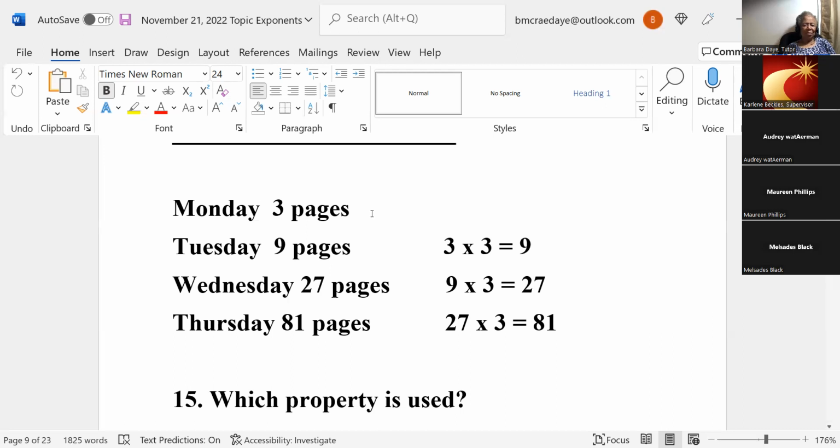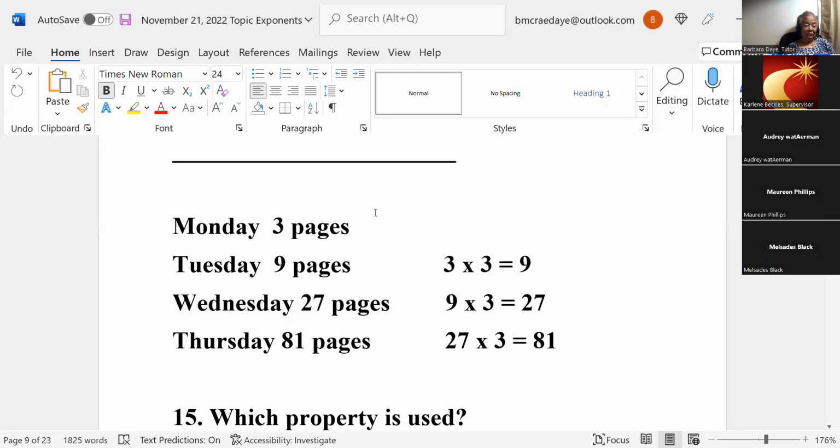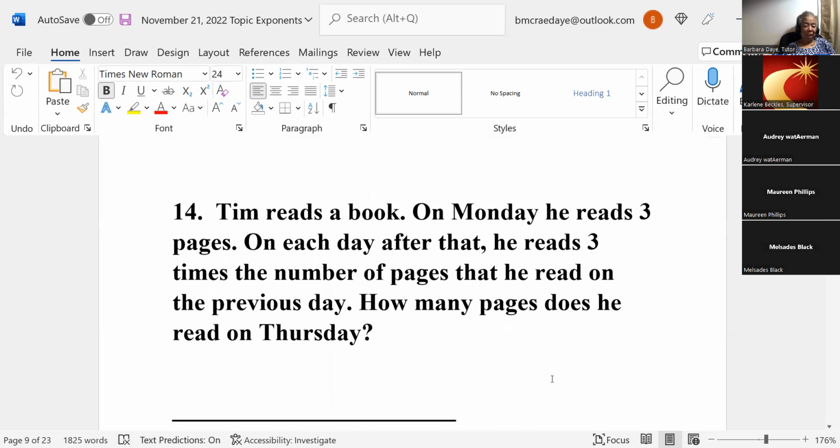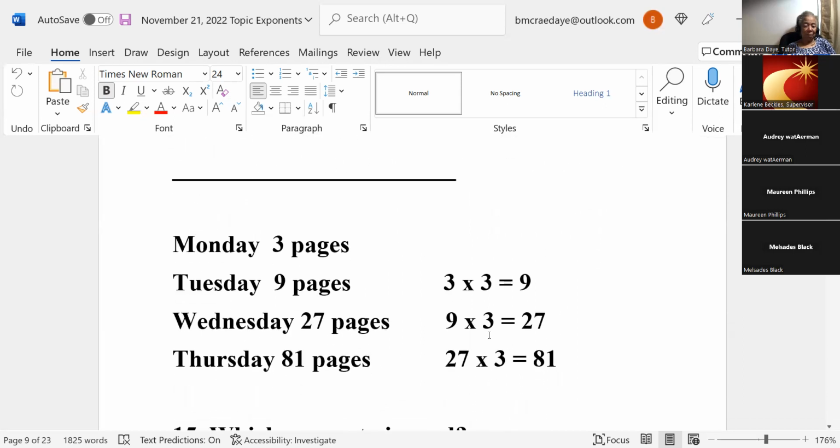Okay. All right. Yeah, because it said 3 times the number of pages on the previous day. So every time you've got to multiply whatever you got on the previous day by 3. Yeah, okay.